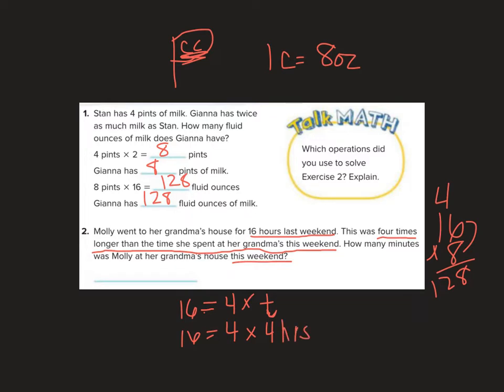Okay, and it asks how many minutes. So hours to minutes, I'm going to take 60 times 4. 4 times 6 is 24. So for 240 minutes, she was at her grandma's house this weekend.